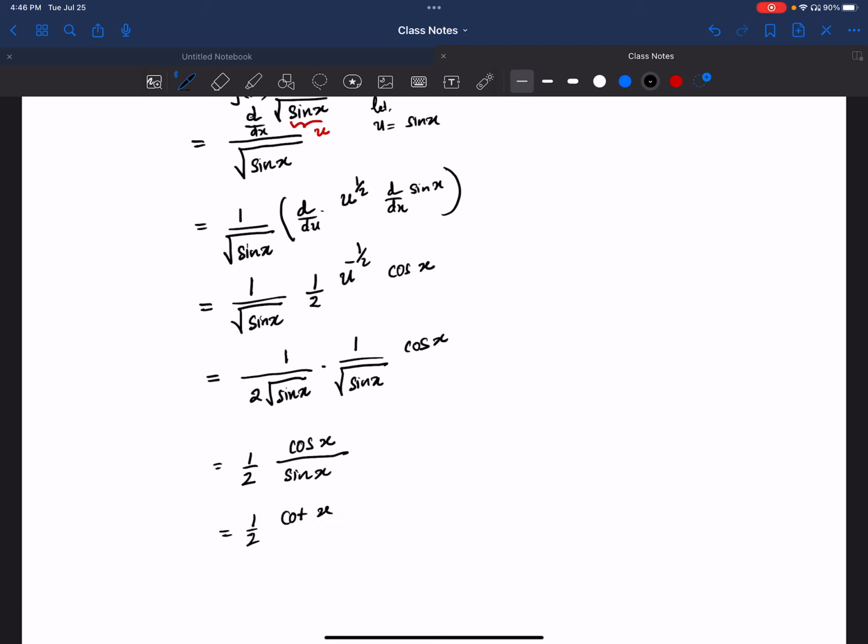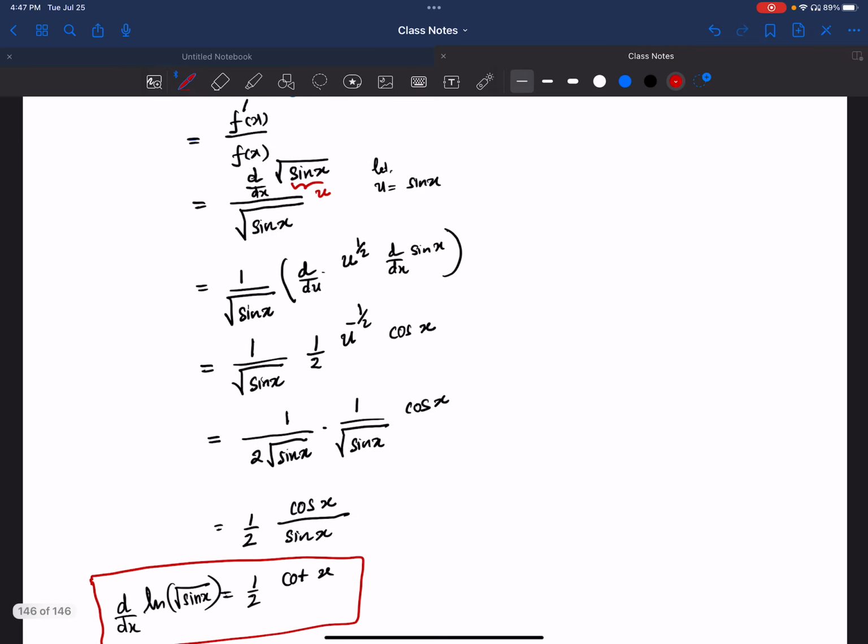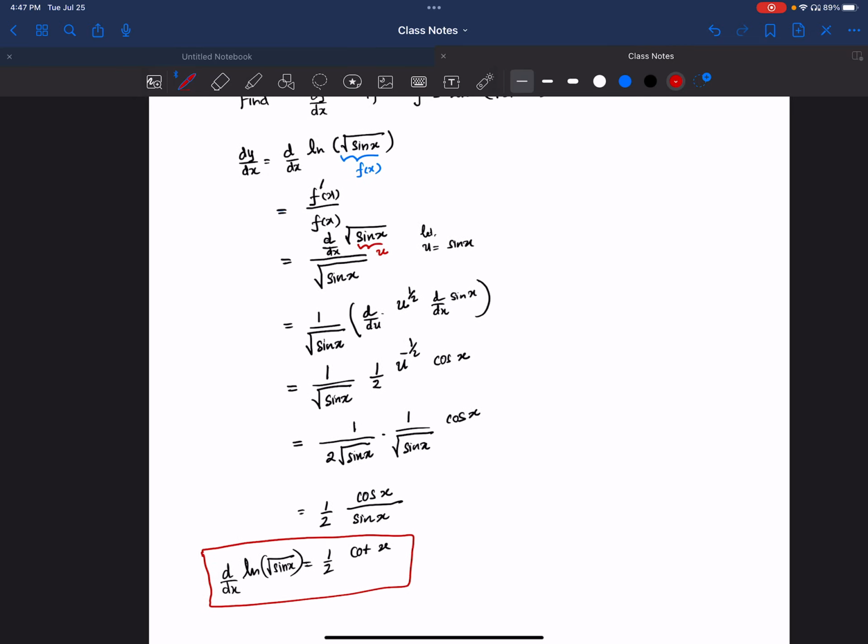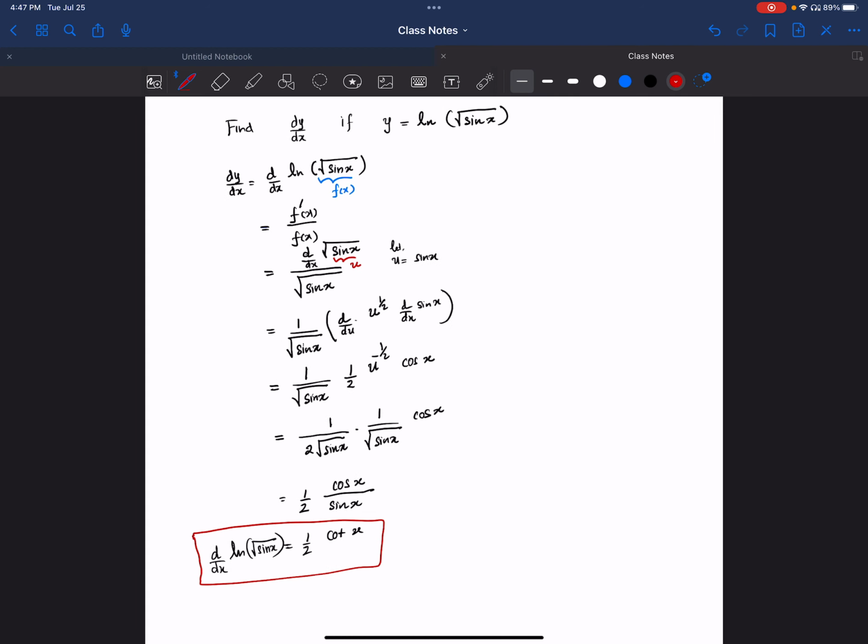That is d over dx natural log of square root of sine x. So we can actually, by using the basic rules that we have learned so far, solve any kind of problem like this.